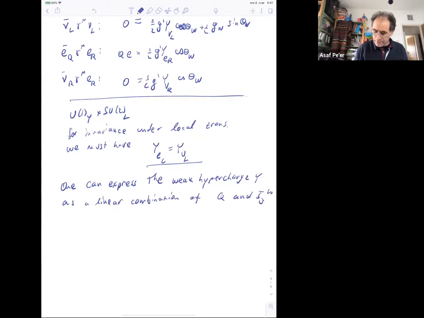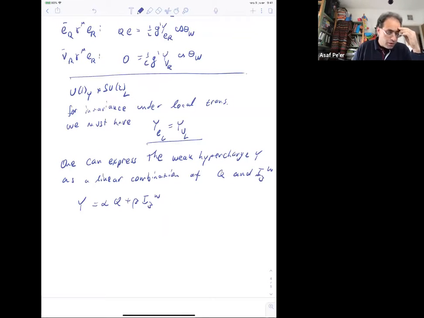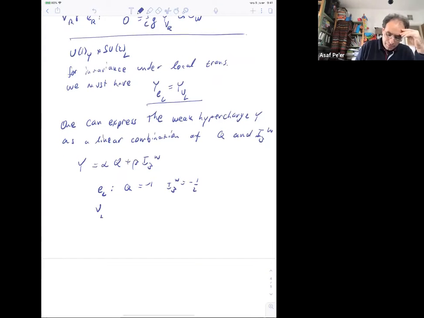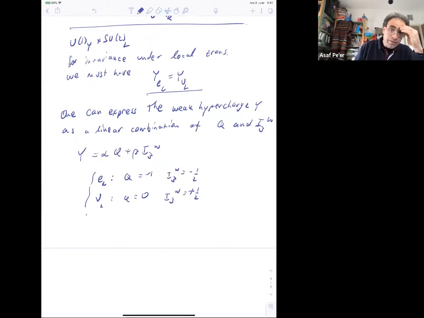and I3 weak. Right? So I can simply write down Y is some alpha Q plus beta I3 weak. Now the charges and the I3, the third component of the weak isospin of the left-handed electron and the left-handed neutrinos. For the EL, we have Q is minus one and I3 weak is minus one half. It's in the bottom part of the doublet. For the neutrino, Q is equal to zero and I3 weak is plus one half. So that automatically gives us that Y neutrino left is plus half beta, and Y electron left is minus alpha minus one half beta.